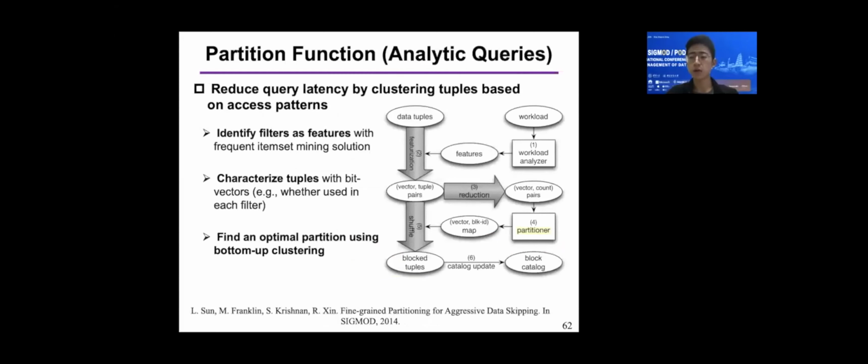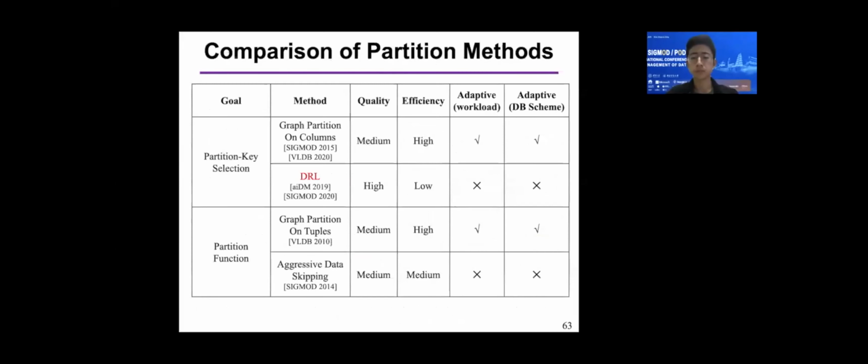Another partition function is for analytical queries that reduce the latency. It also mainly has three steps. First, it identifies the query filters as features, and then we can characterize each tuple with a bit vector, and each bit represents whether the tuple is used in the query filter. And finally, they find the optimal partition from the bottom up with a clustering-based algorithm.